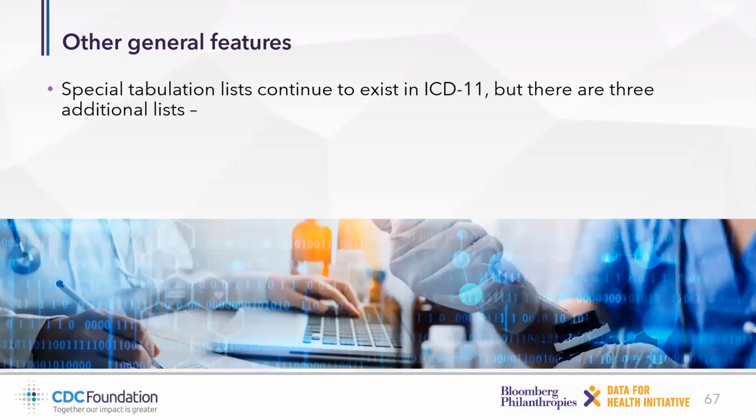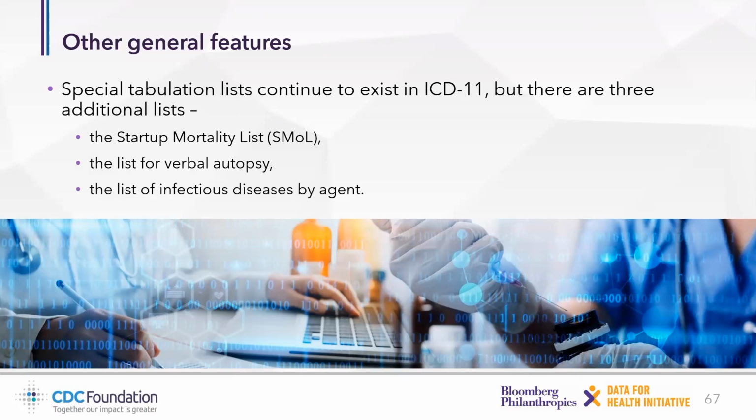Special tabulation lists are available. They continue to exist in ICD-11, and there are three additional lists as well. If you are familiar with ICD-10, we have special tabulation lists for morbidity and mortality. Similarly, in ICD-11, there are special tabulation lists for morbidity and mortality for reporting purposes. And then there are additional lists: the start-up mortality list, the list for verbal autopsy, and the list of infectious diseases by agent.